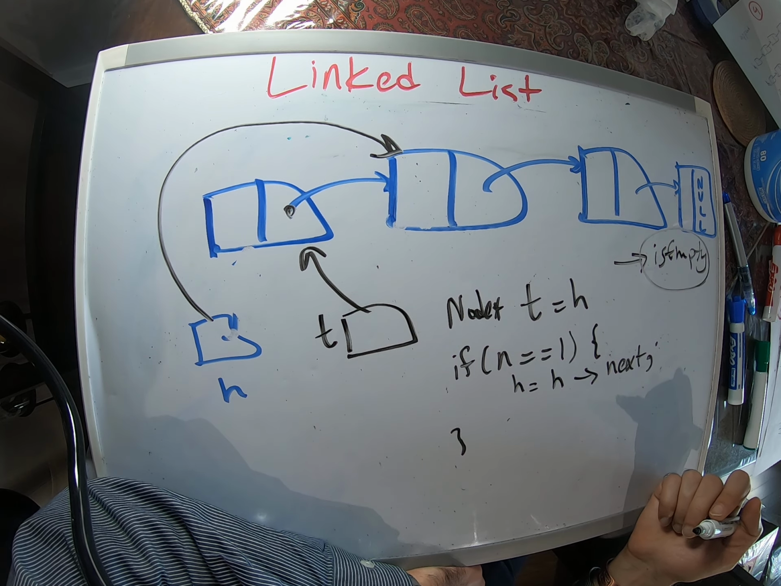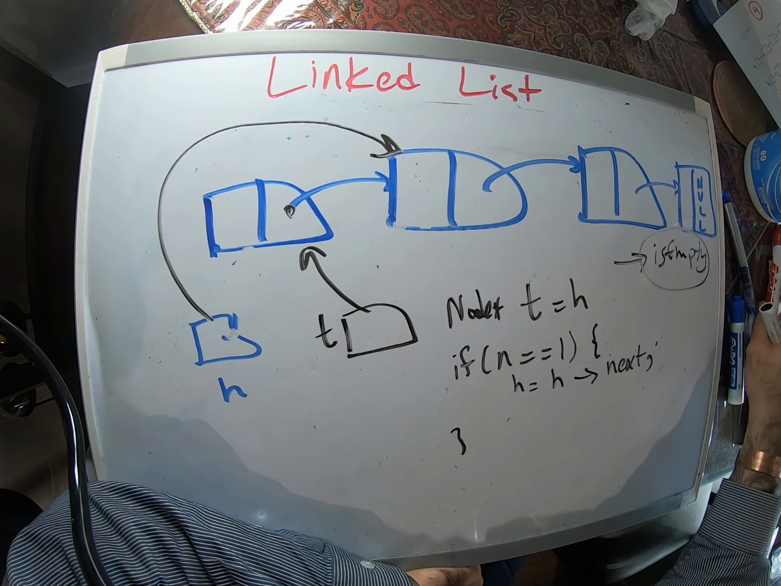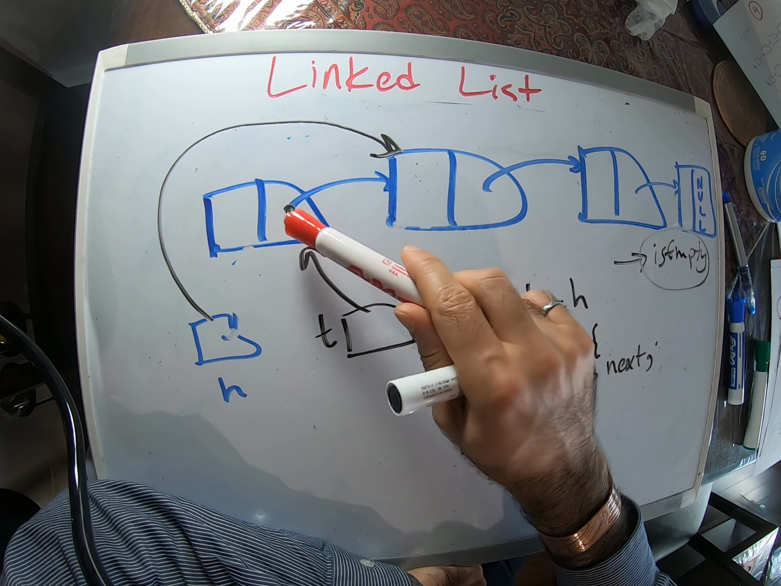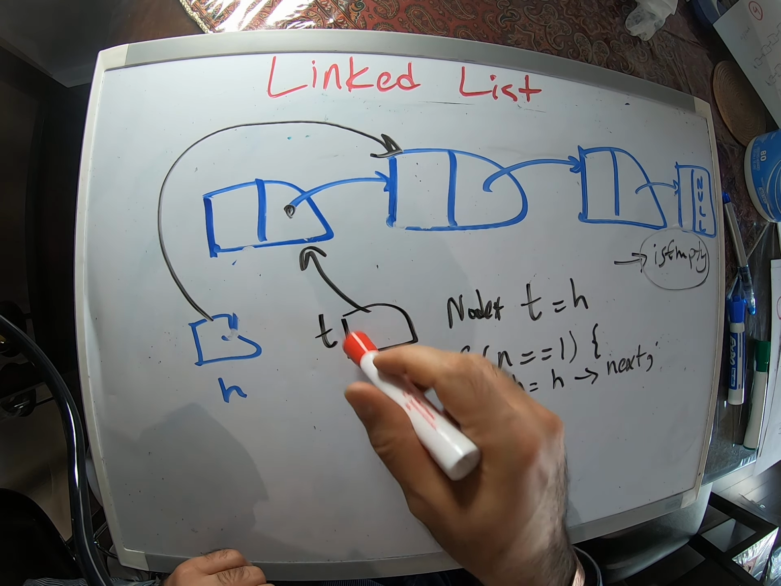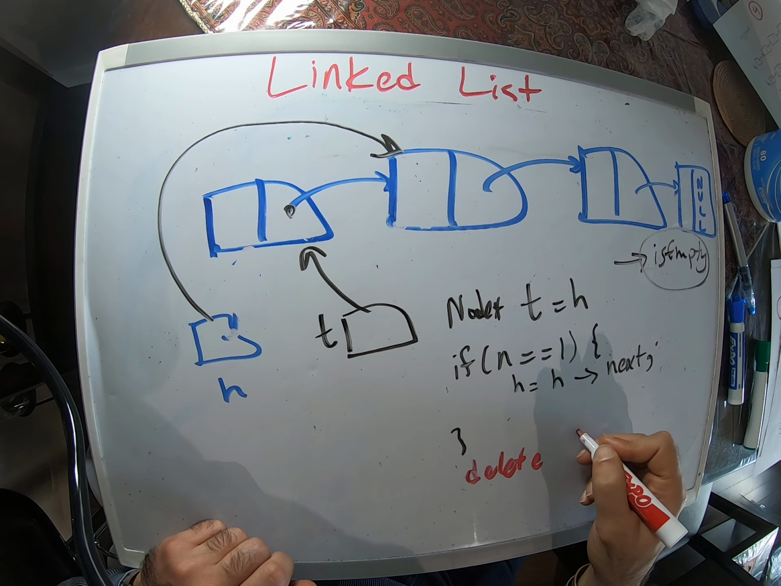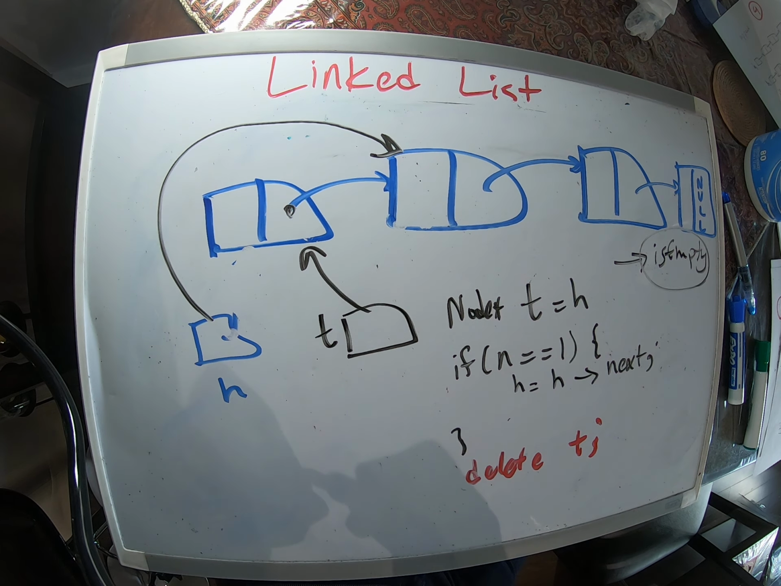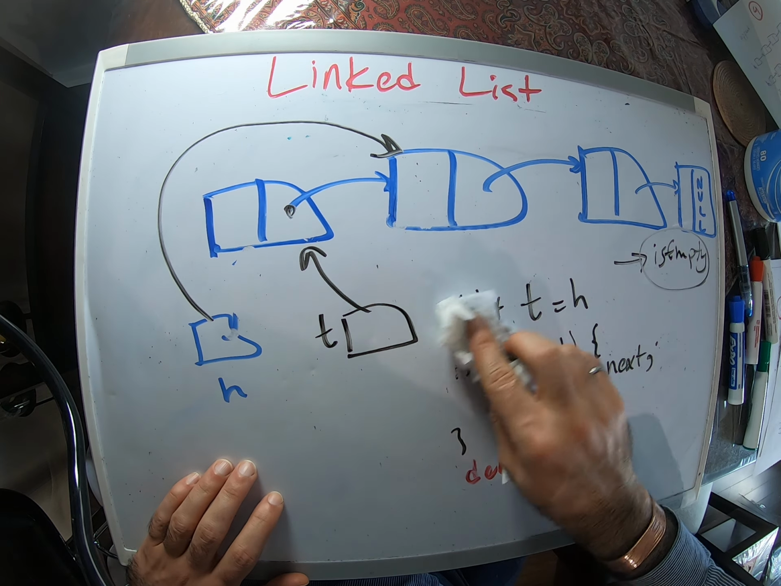Okay, are we done? We're done with the linked list, but there's one problem. We wanted to delete this one. If we don't delete it, we have a memory leak, right? So we have a pointer pointing to it, so we just say delete T. Okay, so that was easy. If you wanted to delete the first element, that was very easy.